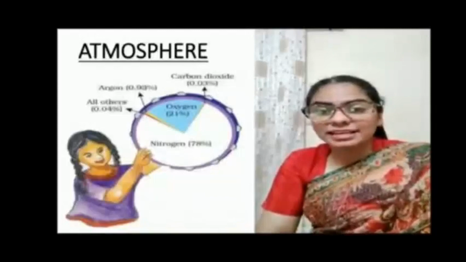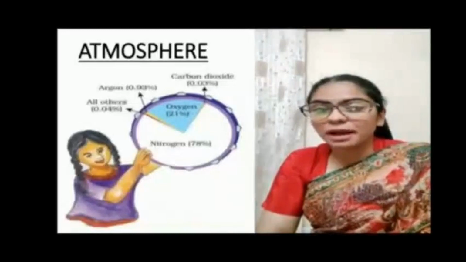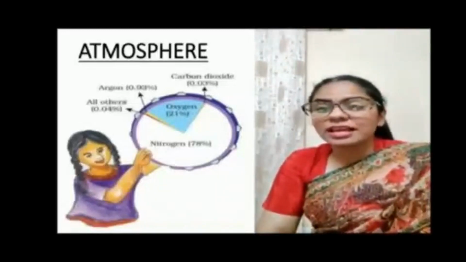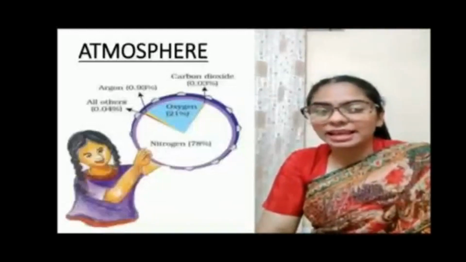You all can see in the pie chart the percentage of different constituents of air. Now we will study about each gas one by one. So let's start with the nitrogen. Nitrogen is the most plentiful gas in the air.